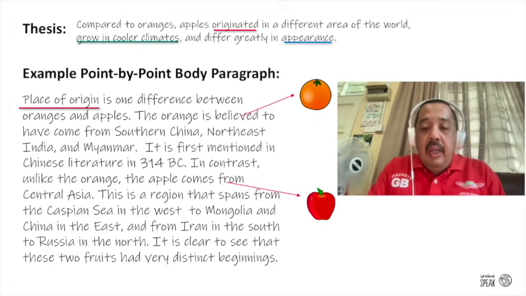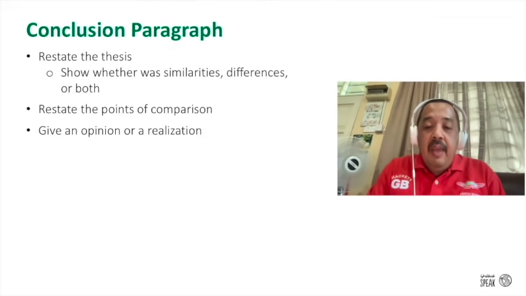Like if I am talking about the differences, I use different or differ, and then I also use a transition word to show the reader the differences. And lastly, the conclusion paragraph. How do we write this?